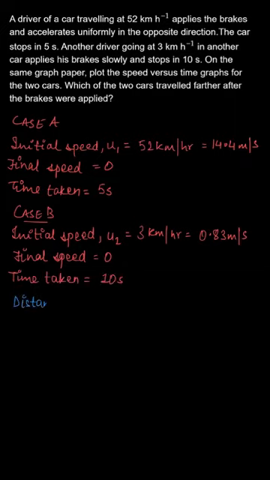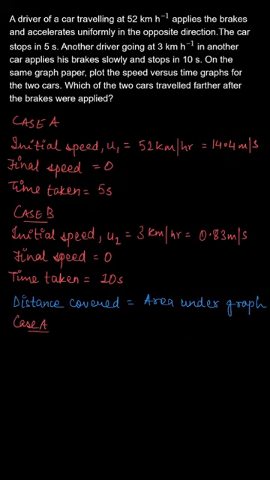So we need to calculate the distance covered in both the cases, as we need to compare which car has traveled farther distance after the brakes were applied. So for the first case, your distance can be calculated by the area under the graph. In that case, your S1 can be taken as half into base into height, where base is your 14.4 meter per second and height, that is your time interval, is given to be 5 seconds. So distance traveled by car A would be 36 meters.